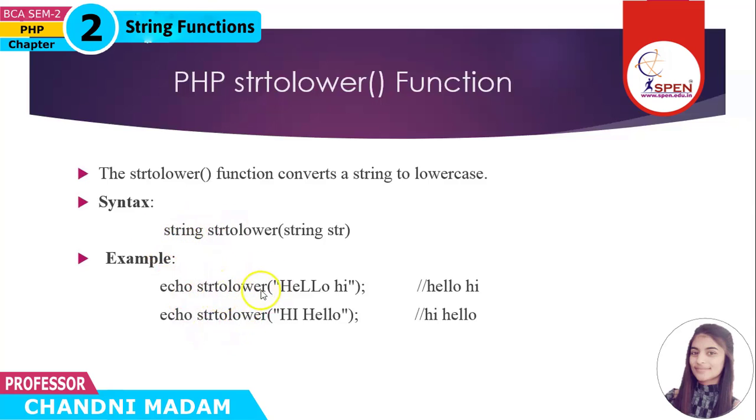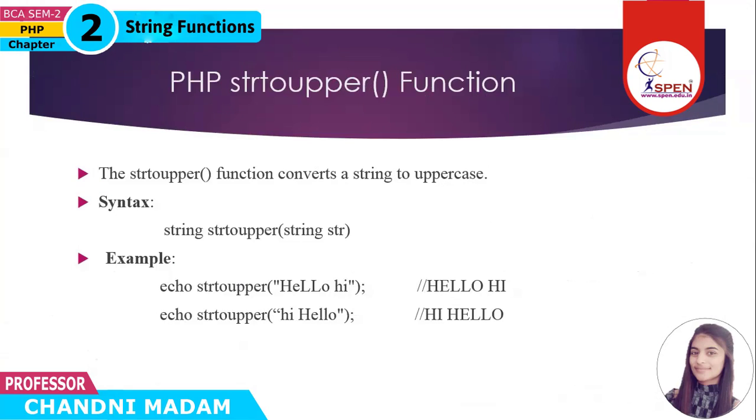Here is an example. Here the strtolower function is passed hello and hi. So this function converts all characters to lowercase. Here we will pass hi and hello. So this function converts all characters of hi and hello to lowercase. Here you can see hi and hello, all characters are converted to lowercase.